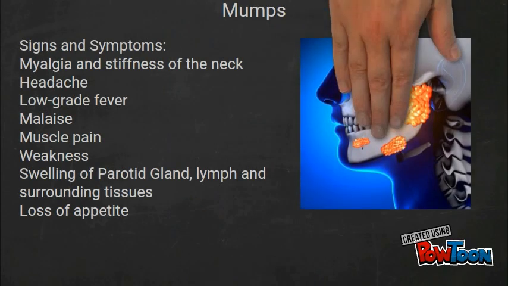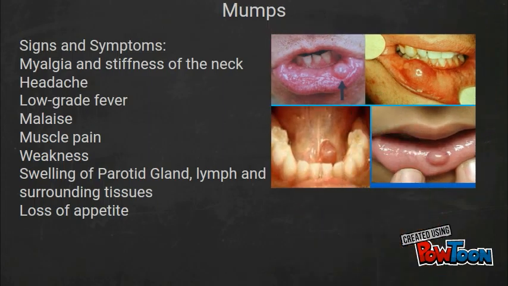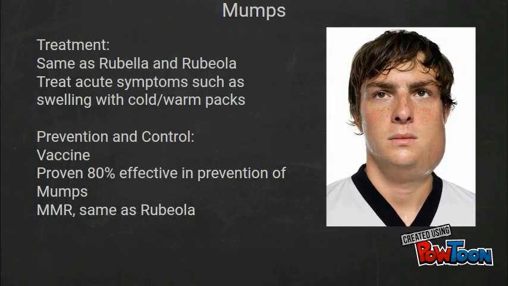The most notable signs and symptoms of mumps are parotitis as well as stiffness of the neck. Treatment of mumps is supportive with the inclusion of warm or cold packs to ease discomfort. Prevention of mumps is the MMR vaccine, which is proven to be about 80% effective.